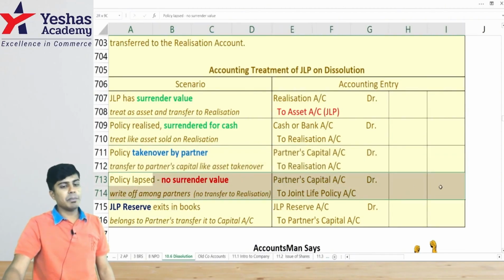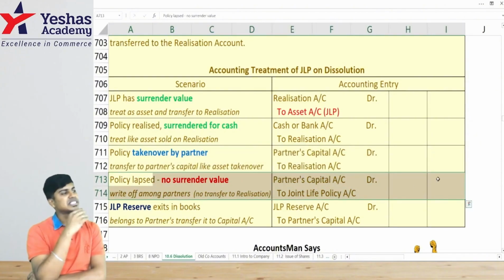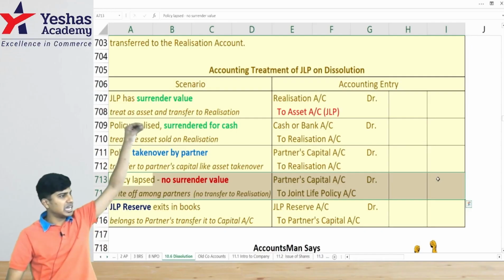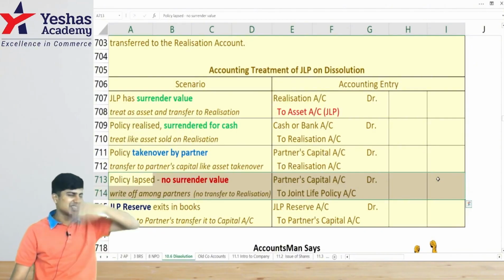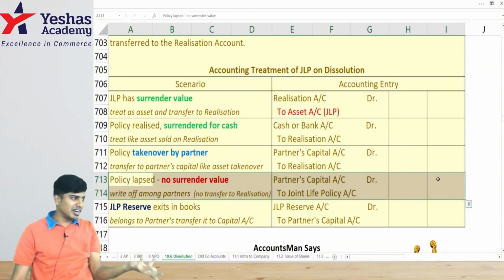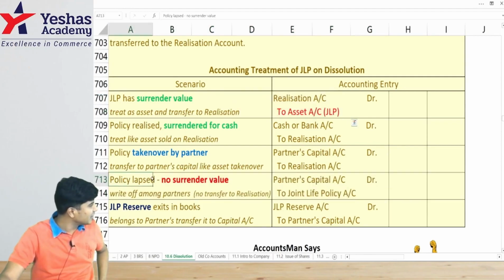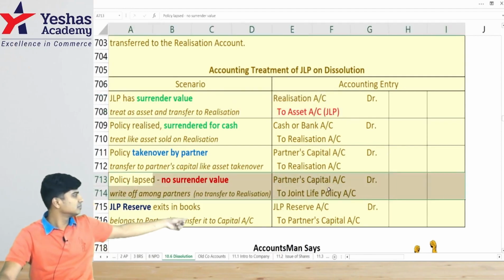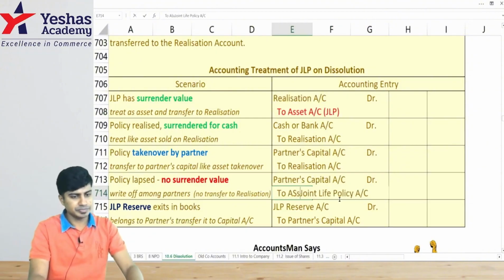Then what if the policy lapses? You have done some breach of agreement. Policy will lapse. Insurance company will not give surrender value. Then two treatments. One, transfer the asset to realization but no cash realized. Leave it there. Or instead of writing realization to asset, straight away write partner's capital to asset. What is this joint life policy here? This is asset.